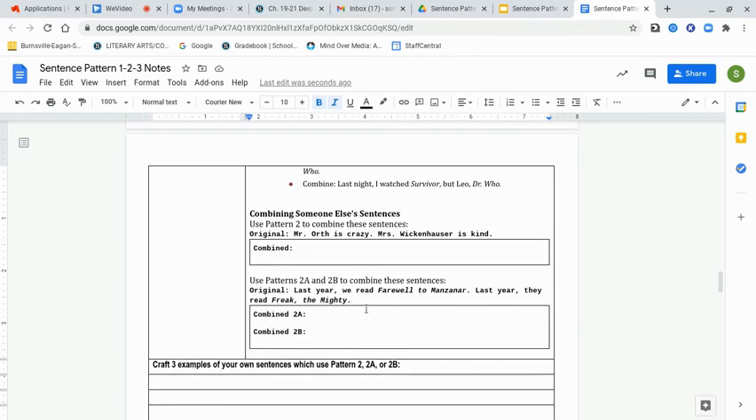So do those. Again, work with your breakout rooms or your groups if you have those available. And as always, feel free to submit your sentence pattern for each pattern as you complete it, rather than waiting to complete all three to turn them in to get feedback.